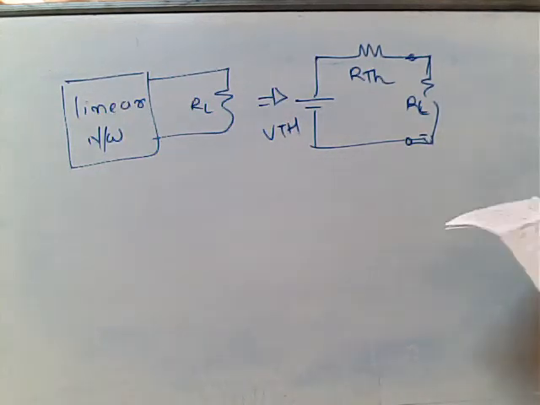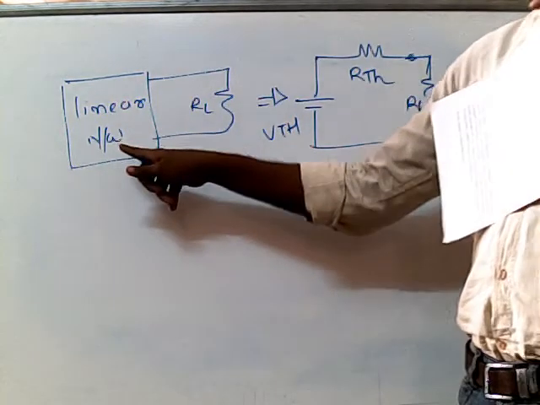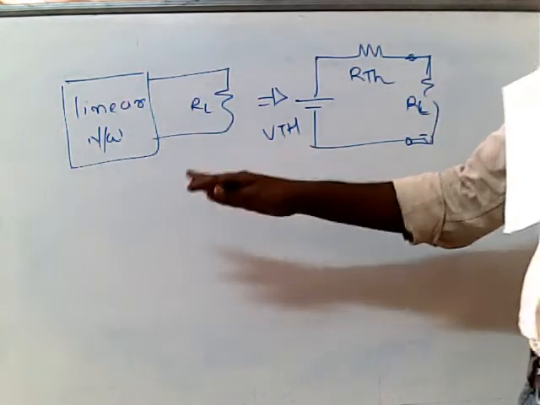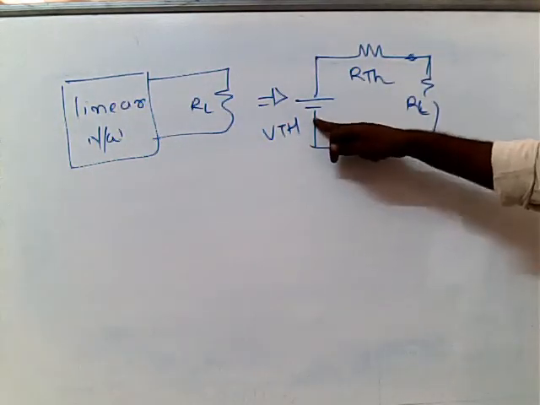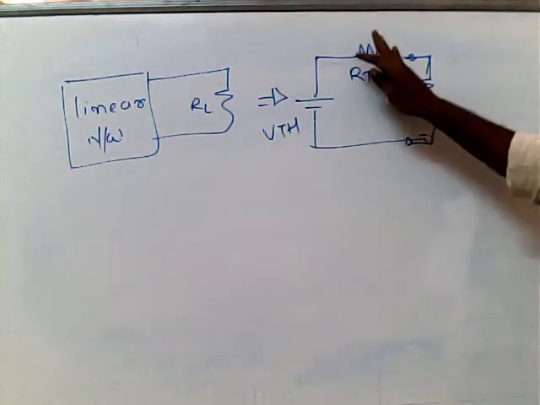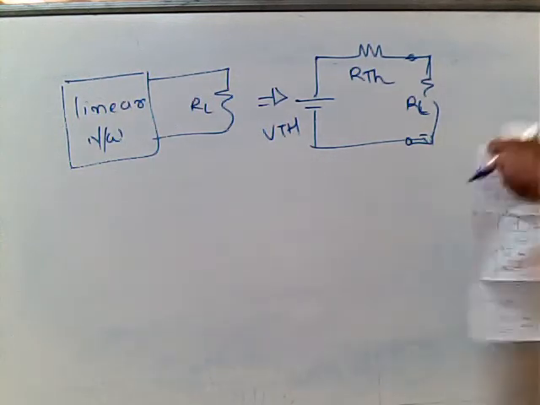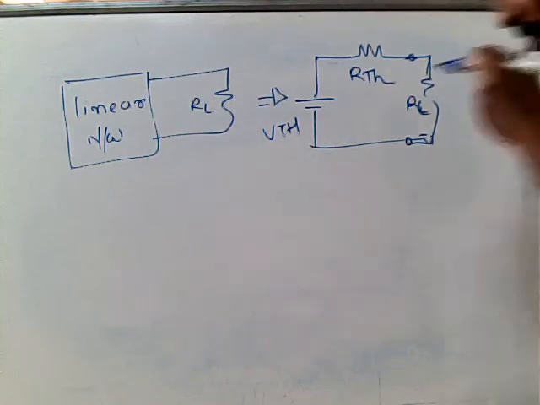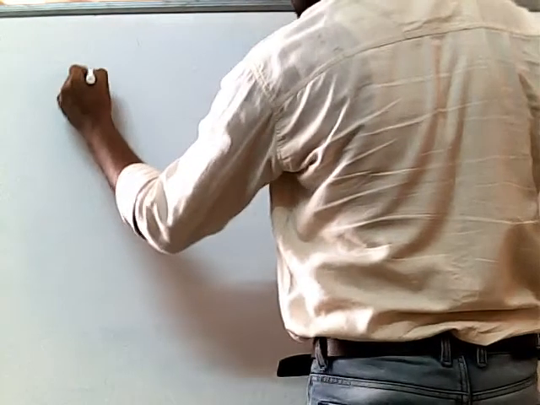Any complex linear network can be simplified using Thevenin's theorem like this. There is one voltage source in series with one resistance, and the whole circuit is replaced by this one. We'll try to understand this by solving one simple example, so that we can understand how to apply Thevenin's theorem. So here I am solving the example.